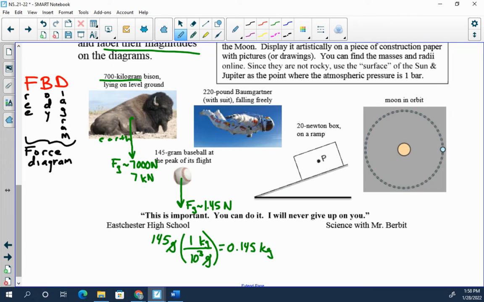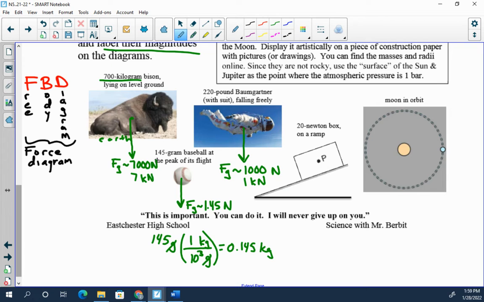Next one, Felix Baumgartner. Though he did not weigh 220 pounds, with his suit he approximated that. He too is being pulled by the Earth, directly downward, Fg. Now, how can we figure out what the Fg is on Mr. Baumgartner? Well, if you recall, it's 2.2 pounds per kilogram. So his 220 with suit is convenient because 220 pounds is 100 kilograms. And then 100 kilograms is approximately 1,000 newtons, or 1 kilonewton.